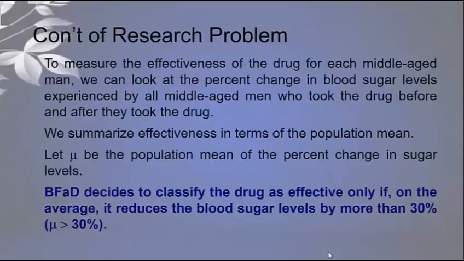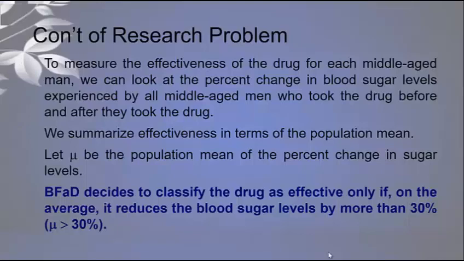Measure the effectiveness of the drug for middle-aged men. We can look at the percent change in blood sugar levels experienced by all middle-aged men who took the drug, before and after they took the drug. We summarize the effectiveness in terms of the population mean. Let mu be the population mean of the percent change in sugar levels. BFOD decides to classify the drug as effective only if, on the average, it reduces the blood sugar levels by more than 30%.